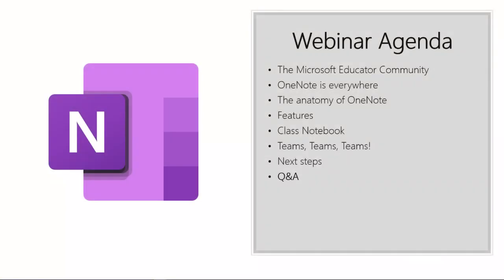Let's have a look at where we're going to go today with this webinar. We're going to look first at the Microsoft Educator community. The Microsoft Educator community is your online portal for professional development. Then we're going to look at OneNote and where we can get it and what it looks like and what devices it works on. And then we're going to break down OneNote, so looking at the anatomy of OneNote and how it's structured, and then we'll look at its features and some of the things that we can do.